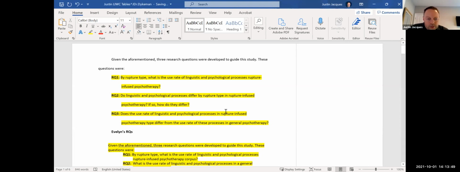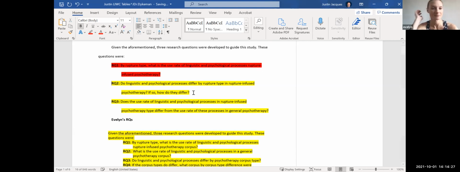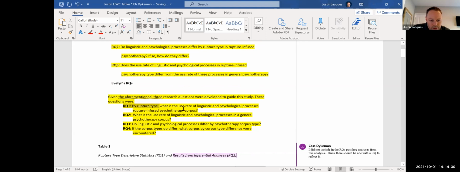So the ones above are Dr. Dykman's, the ones below are ours. I'm trying to figure out what the heck the difference is. I think that helps guide what we're doing here. So what is the use of process, by rupture type, what is the rate of linguistic and psychological process in rupture-infused psychotherapy? Okay, so research question 1 is the same, and that is simply presenting data, right? Counts, or there's no hypothesis to test for this one. You're just presenting descriptive statistics. That one is the same as this one here.